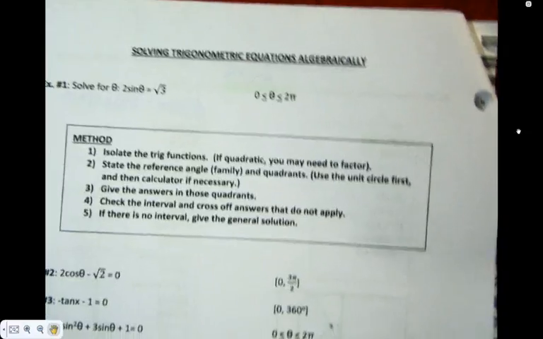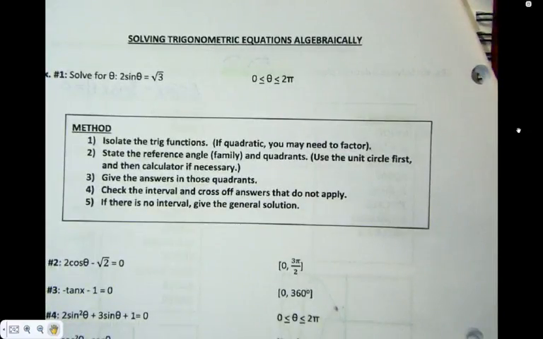Just going to go over the method box. Everything I just said is in there. So step 1, you're going to isolate the trig function. If it's quadratic, who remembers quadratics from last year? Unit 3, Unit 4, Unit 5, Unit 6, that was it. It's in everything. And over and over and over we said, how many ways are there to solve a quadratic? What are the 4 ways to solve a quadratic?